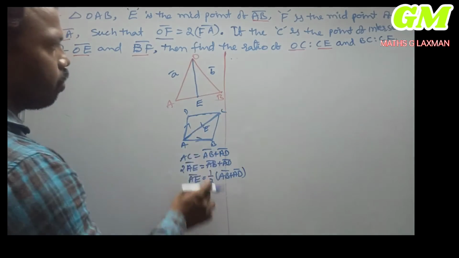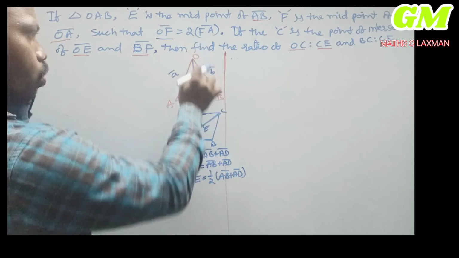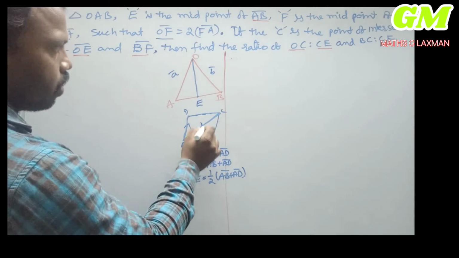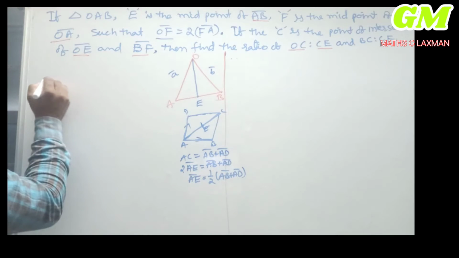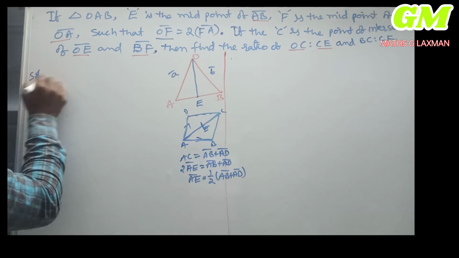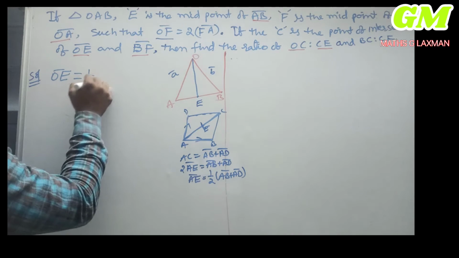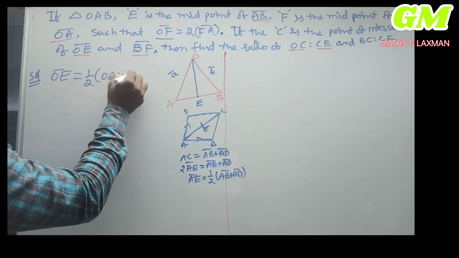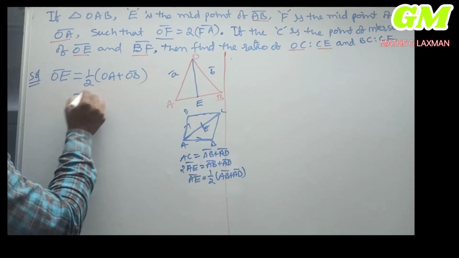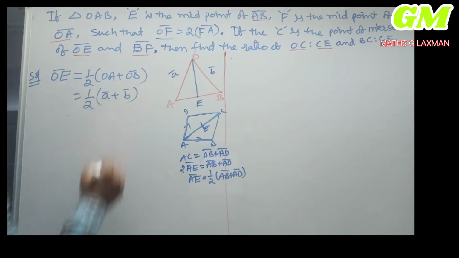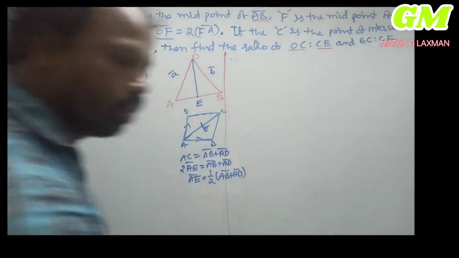The same formula we should apply here. OE is a midpoint like this, so OE we can write directly as 1 by 2 times OA plus OB. So 1 by 2 times, OA is A and OB is B. So this is the first one.